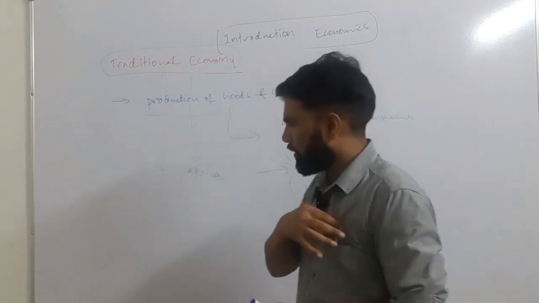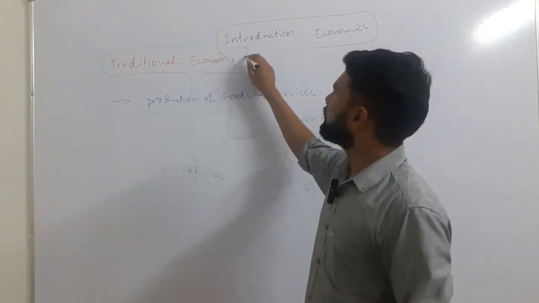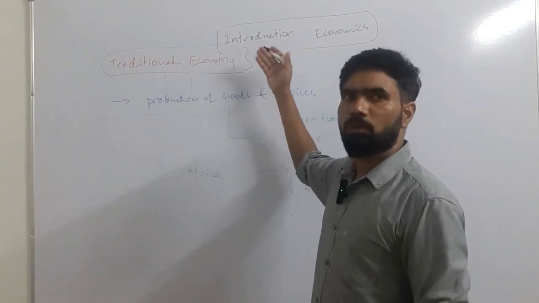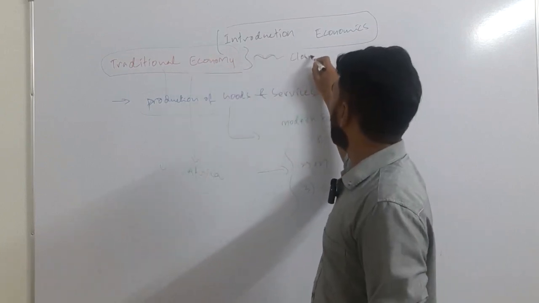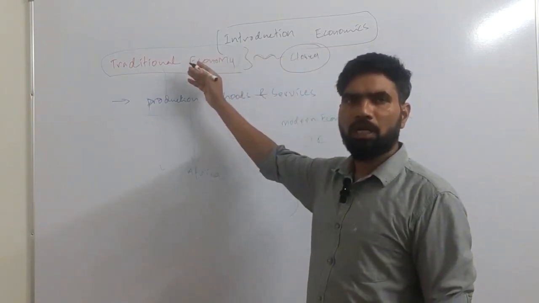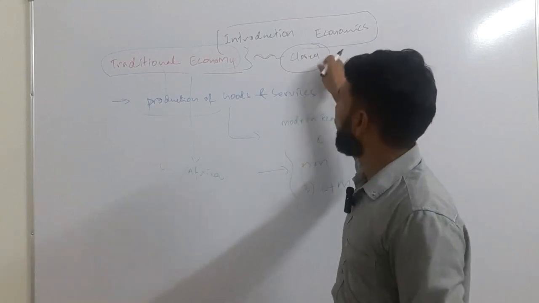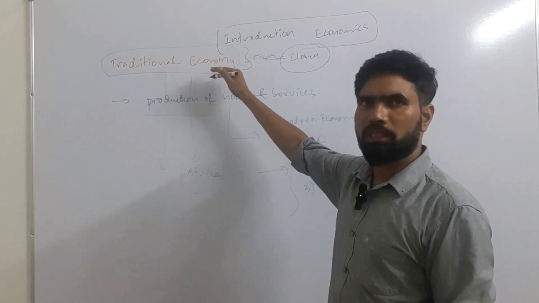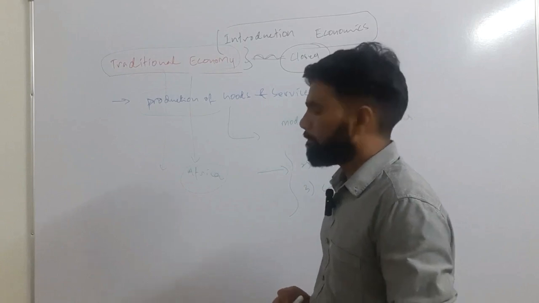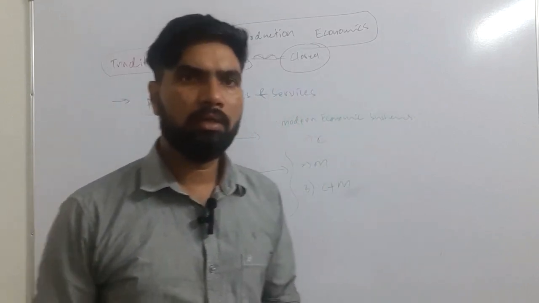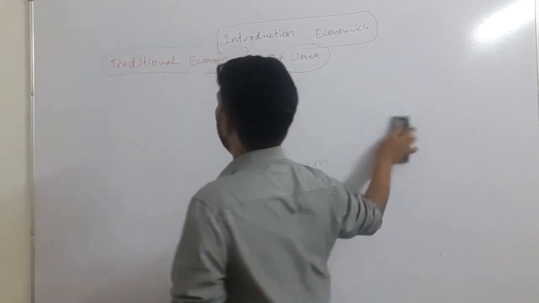There is another concept called closed and open economic system. The traditional economic system is close to the closed economic system. A closed economic system is one that doesn't have interaction with the outside economy, another economy. So the traditional economic system goes close to the closed economic system. So this is about the traditional economic system. I hope you have understood it.